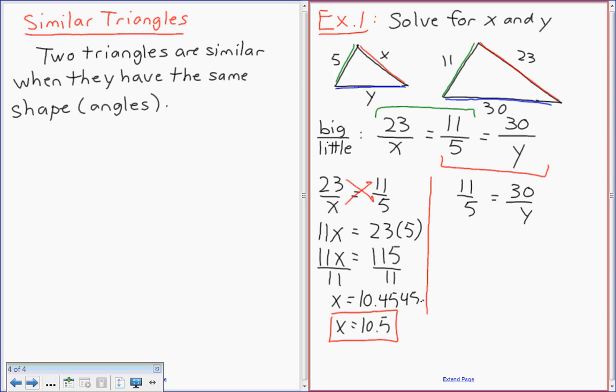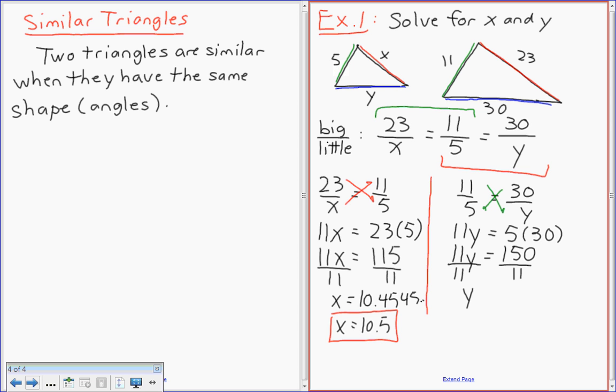All right, let's do this again here. Brandon Adams, can you show off your cross multiplying skills on the right-hand side here, please? Go ahead. Okay, so that's 11y equals 5 times 30. And 5 times 30 is equal to 150. Great. Noah, next step to solve for y is going to be what? Great. Divide by 11.